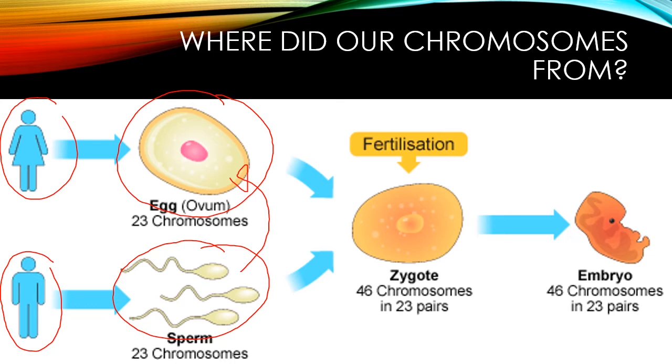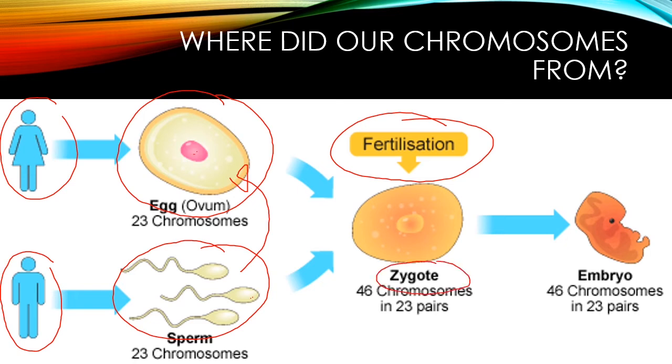What happens then is that the actual nucleus from the sperm cell will fuse with the nucleus from the egg cell, and fertilization will take place. Now when the egg cell becomes fertilized, the cell which is produced, a fertilized egg cell, is properly called a zygote.